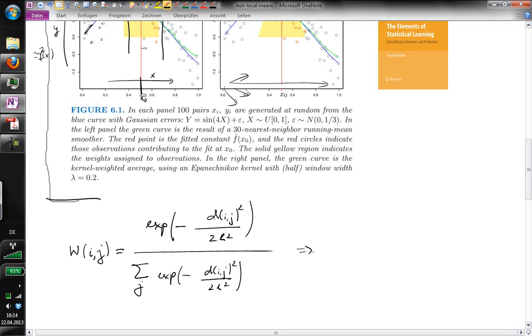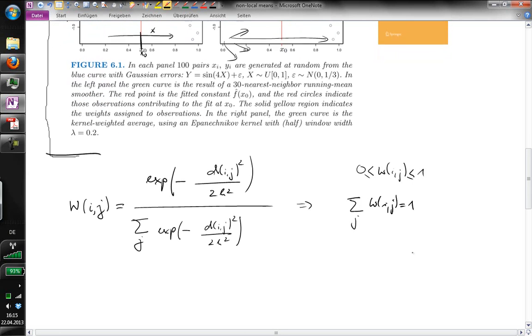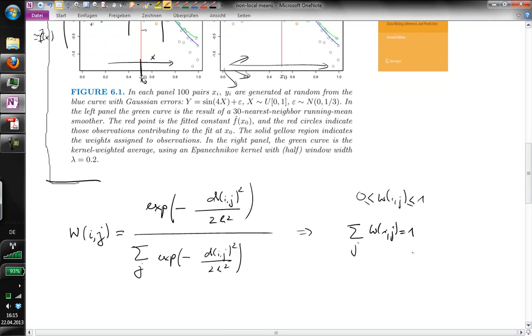So as a consequence of this normalization, we have that the weights are all between 0 and 1 and that they sum up to 1. Now we still need to talk about this distance.